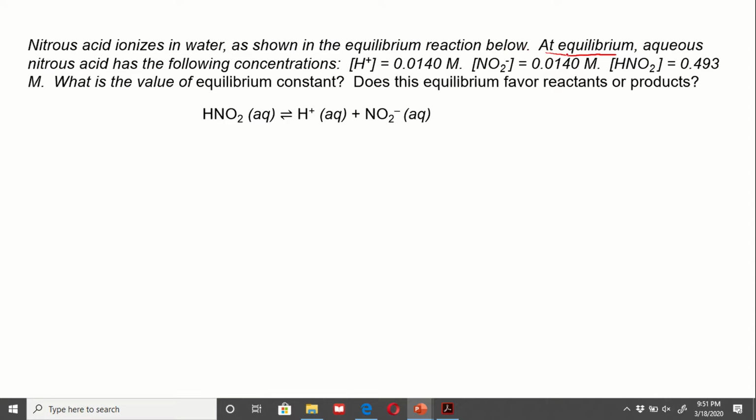Now this says it is at equilibrium, so you can comfortably write the expression for the equilibrium constant. And it has given the concentrations of reactants and products at equilibrium. The concentration of H plus is 0.014 mole, and you have the NO2 minus concentration and the HNO2 concentration. Now go ahead, pause this video and write the expression for the equilibrium constant.